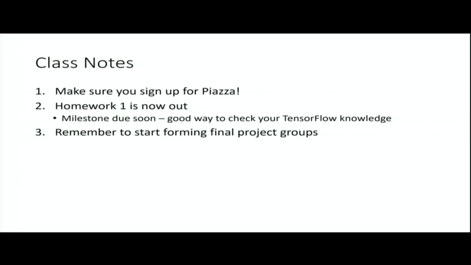And then third point, remember to start forming your final project groups. So we're working right now to put together the final project assignment, some ideas for projects and so on, but you can already start talking to your classmates and trying to find a project group. And groups, again, should be 1 to 3 people. You can have groups larger than 3, but then please check in with me first to make sure that the scope of your project is reasonable.